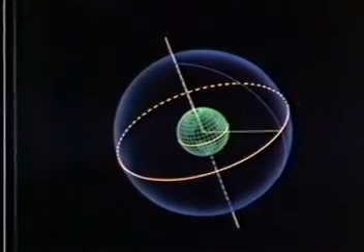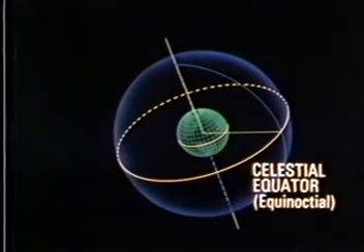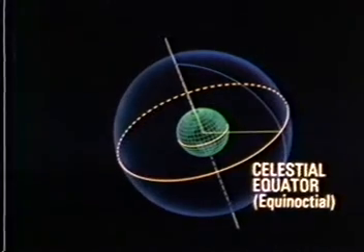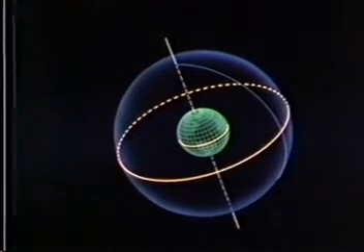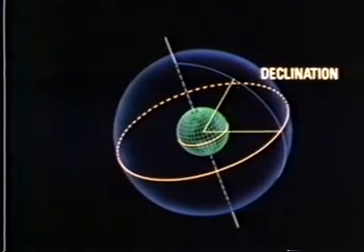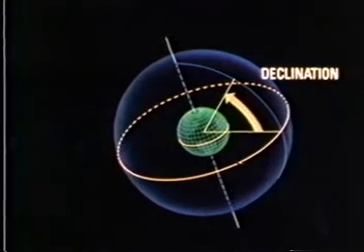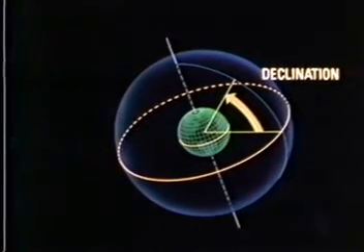The great circle perpendicular to the axis is called the celestial equator, or sometimes the equinoctial. It is an extension of the Earth's equator. Celestial latitude is called declination. It is the angular measure from the celestial equator, north or south, to a given point on the celestial sphere from 0 to 90 degrees.